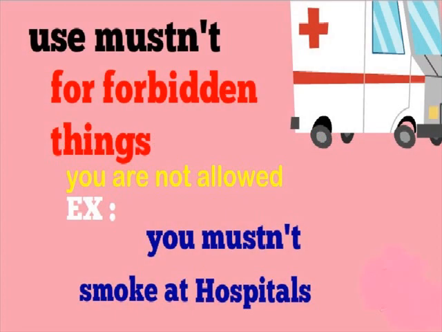Must and have to are quite similar in meaning, but they are not the same. Mustn't and don't have to are completely different. We use mustn't for forbidding things. Okay? You are not allowed to do this. It's forbidden for you. For example, you mustn't smoke at hospitals.